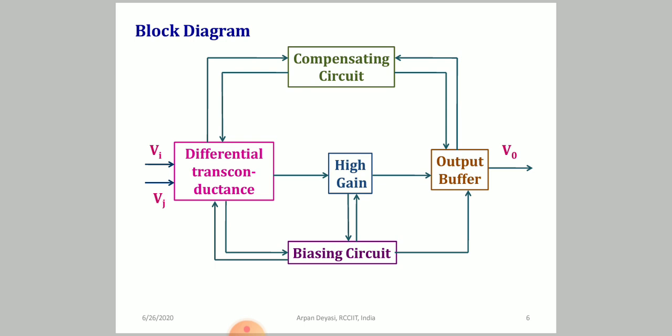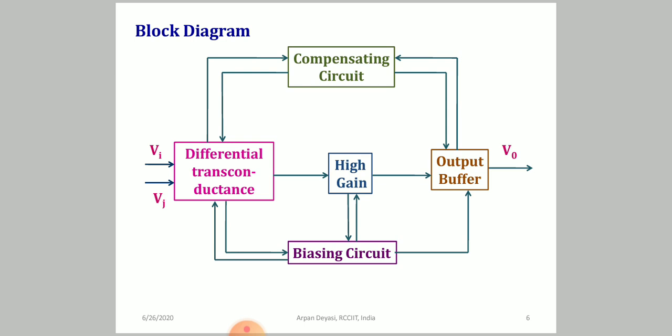And all will be connected by the biasing circuit, by differential transconductance and high gain, and naturally everything will be connected with the output buffer, because at the end of the day you require a buffer to produce the output, and it's very simple, so we are also going for an output buffer.